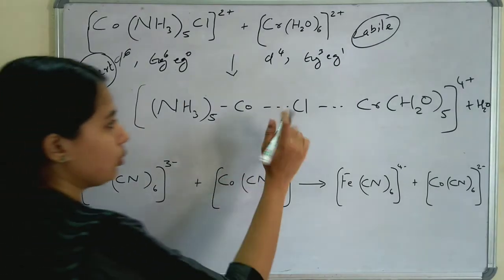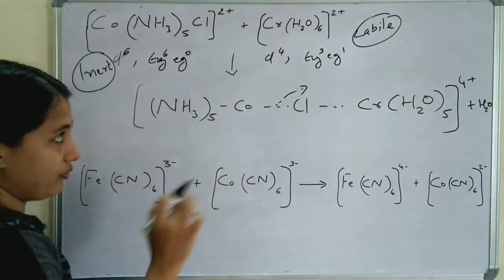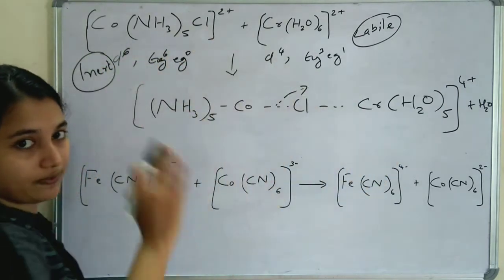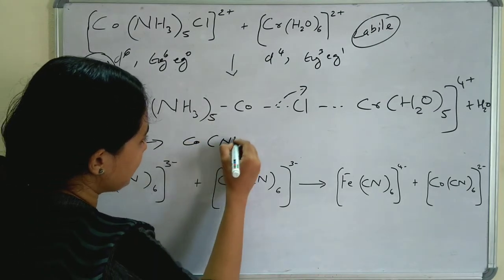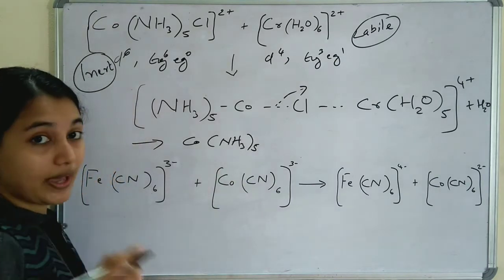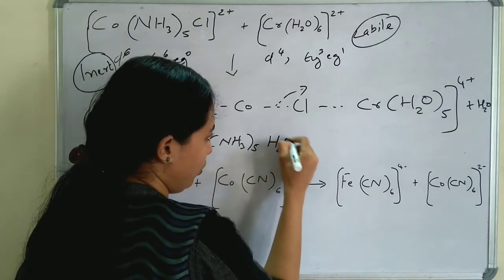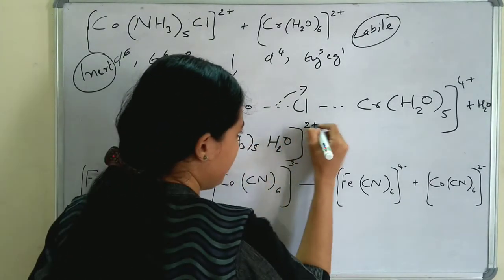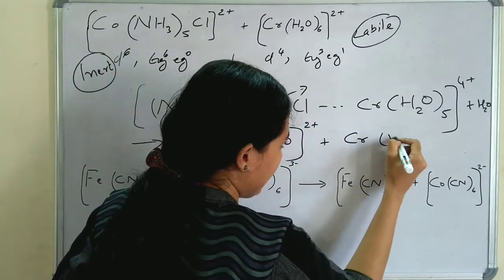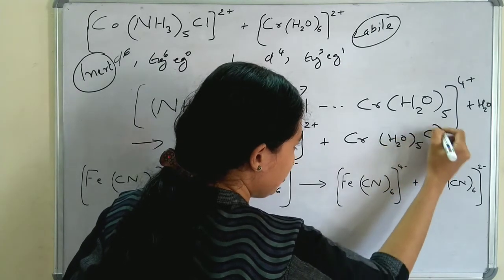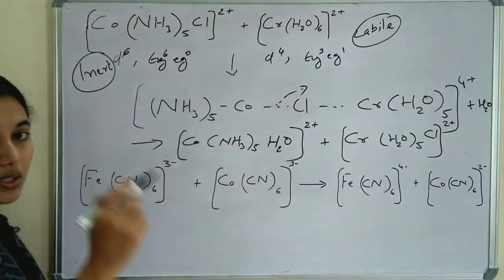Now what happened? The Co-Cl bond breaks and the chlorine is transferred from the cobalt sphere to the chromium sphere. Now the product will be Co(NH3)5, and to satisfy the coordination number, a water molecule attaches to this sphere, so H2O. The charge will be 2+. And the chlorine is transferring here, so Cr(H2O)5Cl 2+. So the chlorine is transferred to chromium.